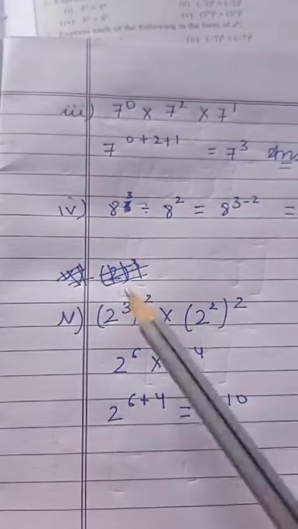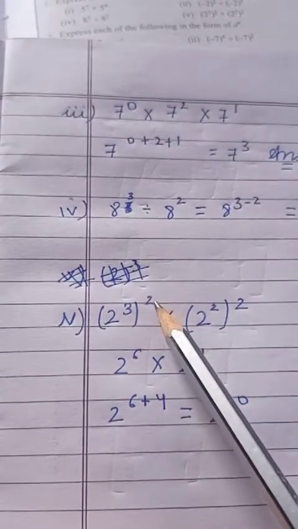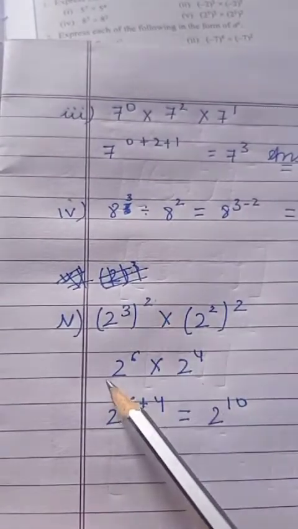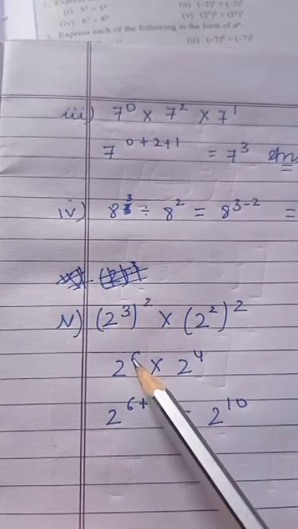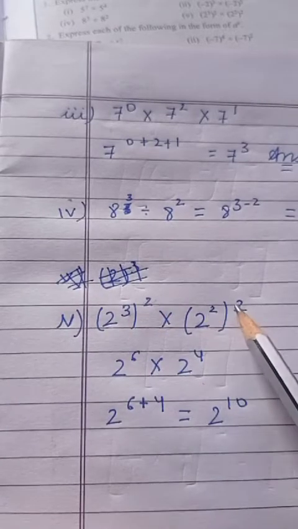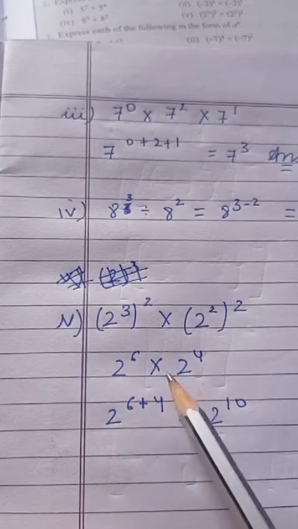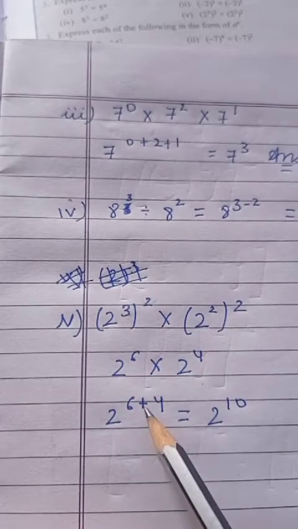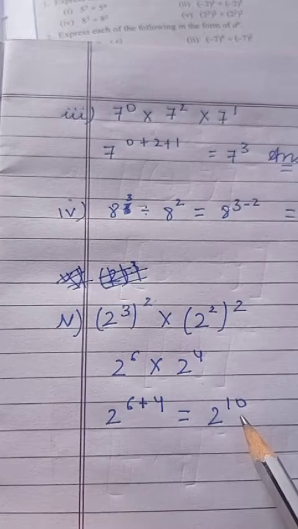And the last part of this is the power law. One power in, one power out, they will multiply. It will become 2 power 3 twos are 6 into 2 power 2 twos are 4. Now same bases, they multiply each other, their powers will be added. So the answer is 2 raised to the power 10.